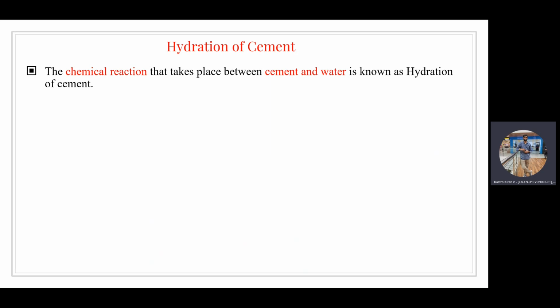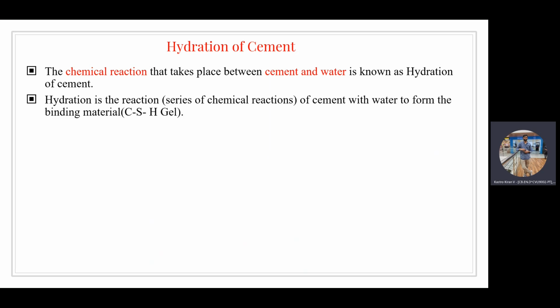And here it is not just one reaction by which you can define the hydration process. It's basically a series of chemical reactions. It's not just one reaction. It should undergo multiple reactions in order to have the hydration process in the cement. And here, the chemical reactions are going to happen between the cement and water.